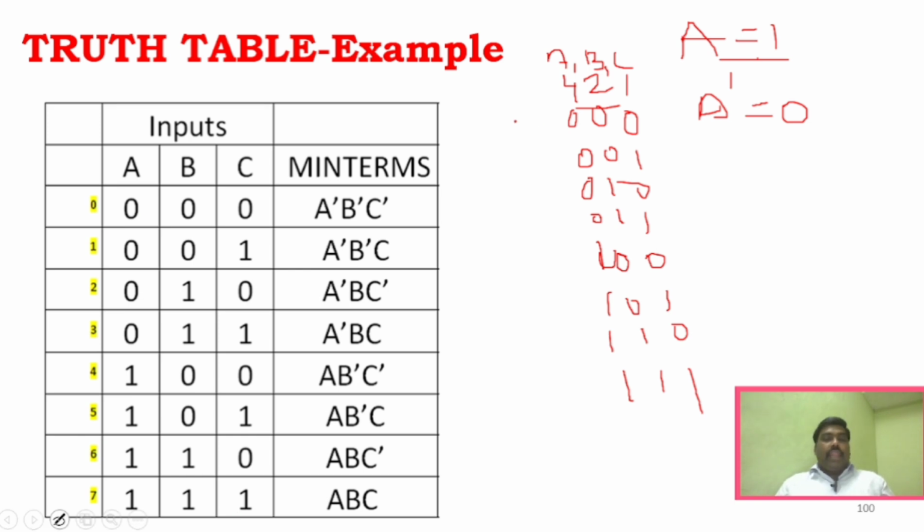Clear? And now the minterm. We know that according to minterm, if it is 0, it is the complement form.